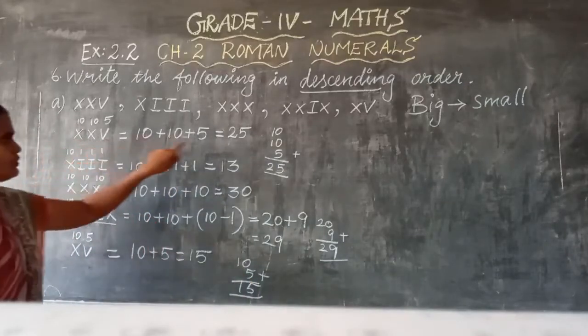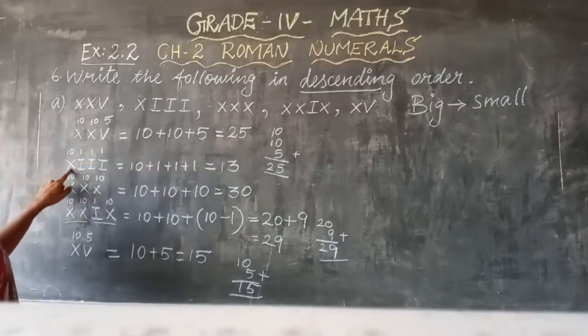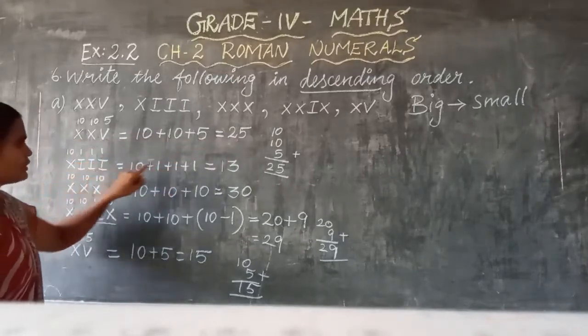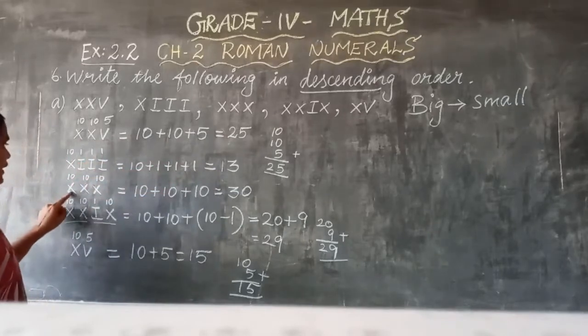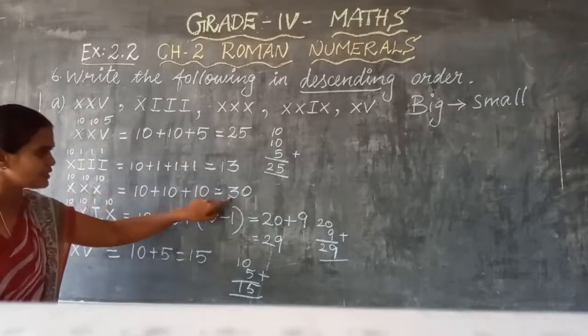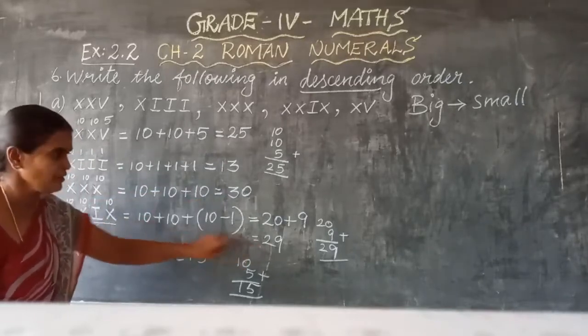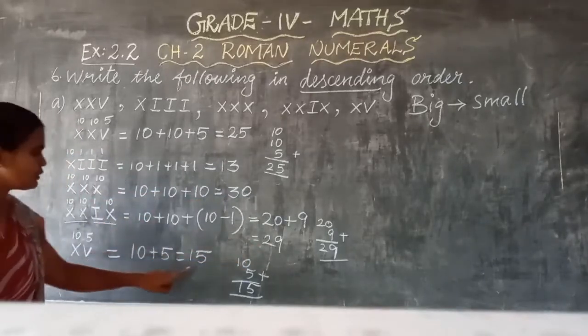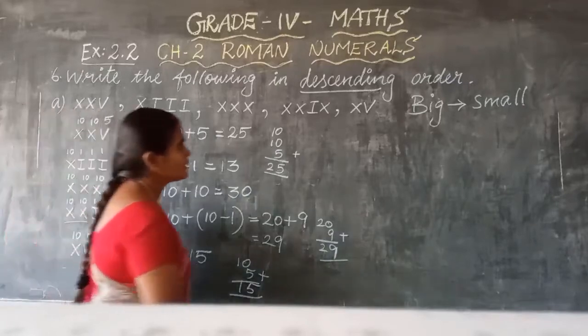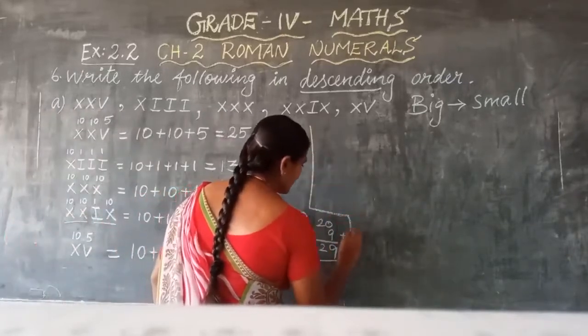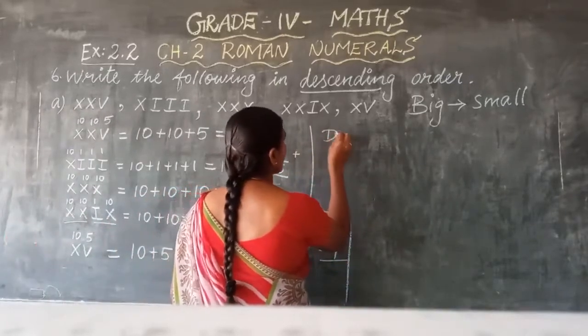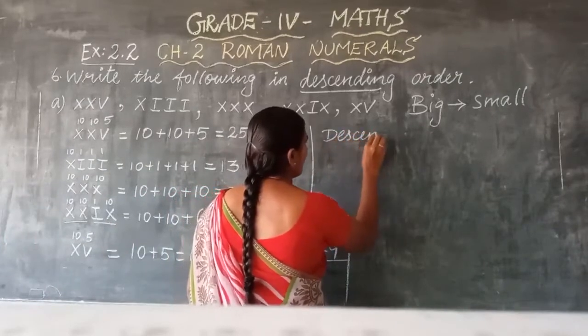XV equal to 25. XIII equal to 13. XXX equal to 30. XXIX equal to 29. XV equal to 15. Now descending order. Descending order means big number to small number.